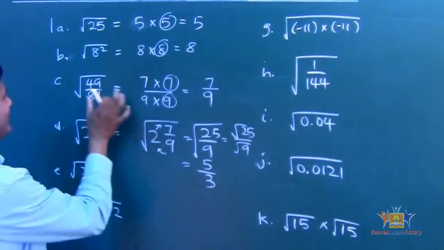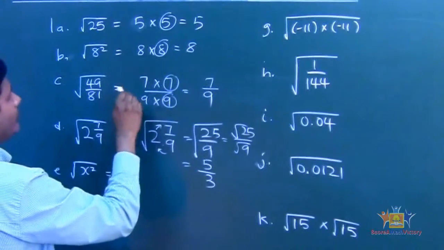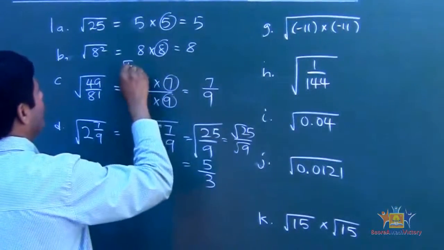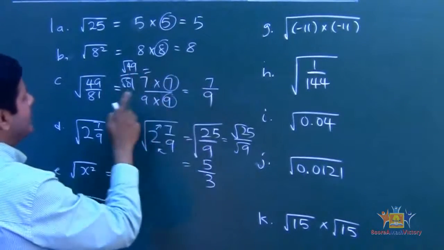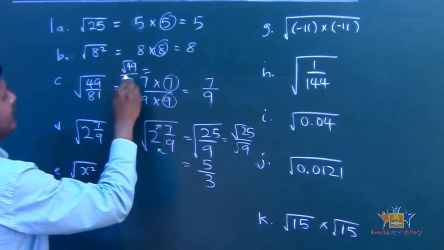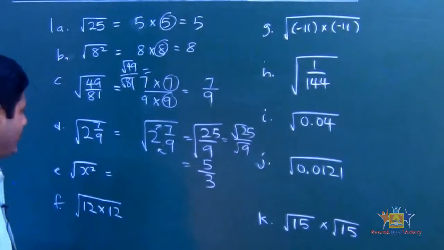Alright? Same thing as this one right there. Which this also could have been done this way. Square root of 49 over square root of 81. And you know square root of 49 is 7. Square root of 81 is 9. See that? Alright? Okay, good. Let's go to this one.